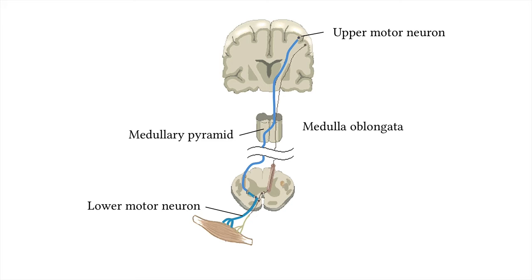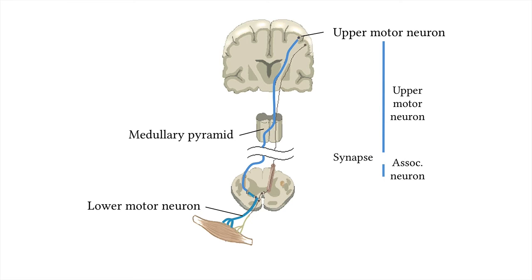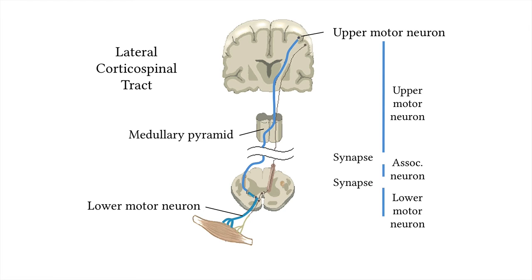There are 3 neurons and 2 synapses in this route: an upper motor neuron, a synapse to an association neuron, then a synapse to a lower motor neuron. This specific pathway is called the lateral corticospinal tract. It's called lateral because the axon travels down the side of the spinal cord. Corticospinal means that the route directly goes from the cerebral cortex down the spinal cord and to the muscle.